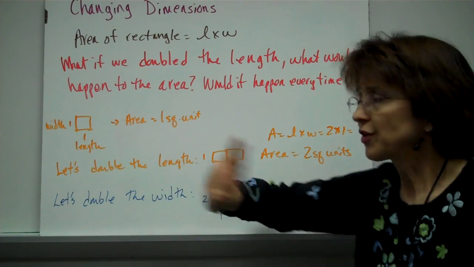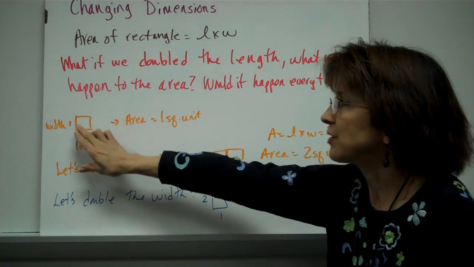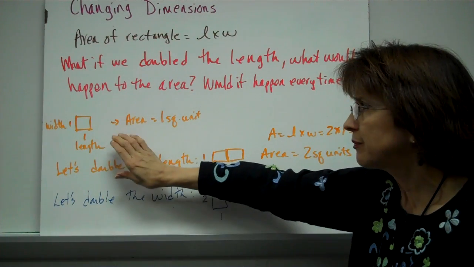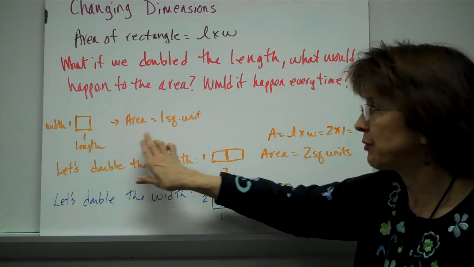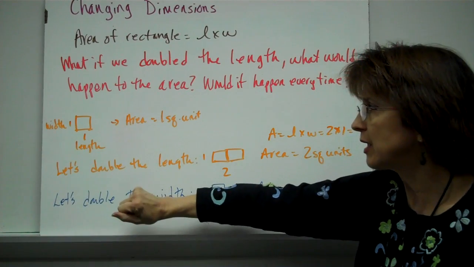Okay, so for example, let's start out real simple. Instead of a rectangle, we have a special rectangle called a square. Its width is 1, its length is 1. The area then, you know, is length times width, which would be 1 square unit. That's 1 square inch or centimeter, whatever you want to call it.